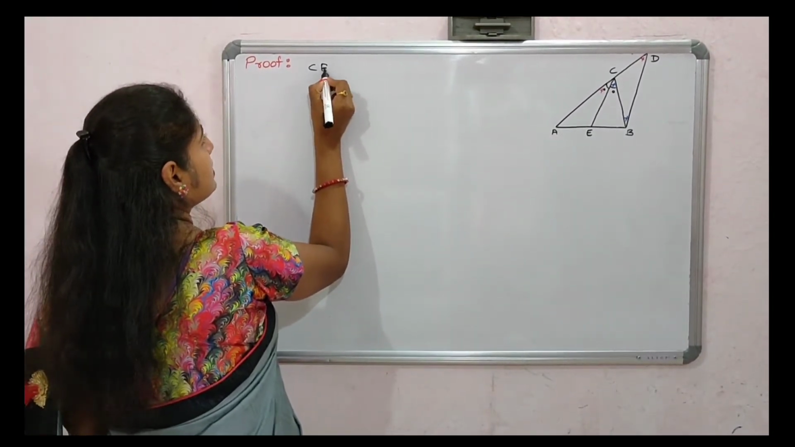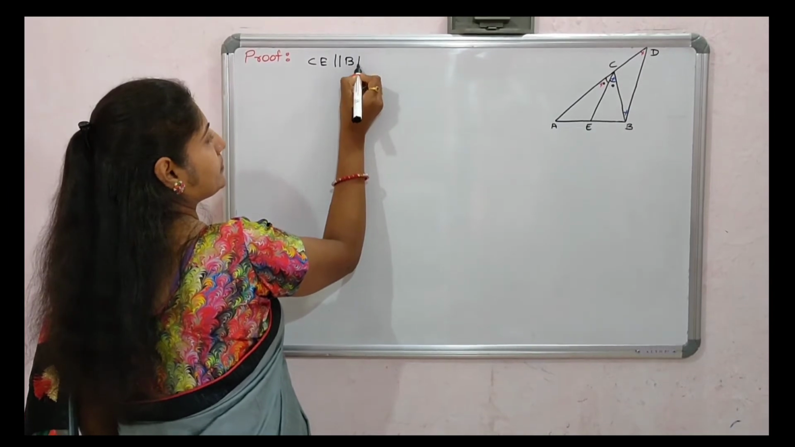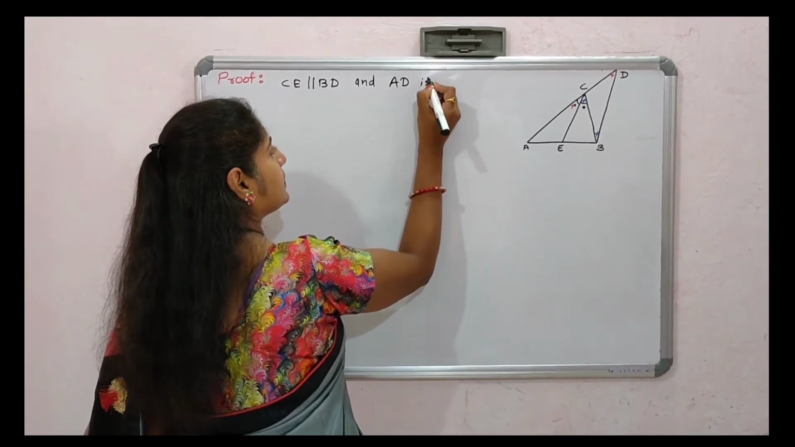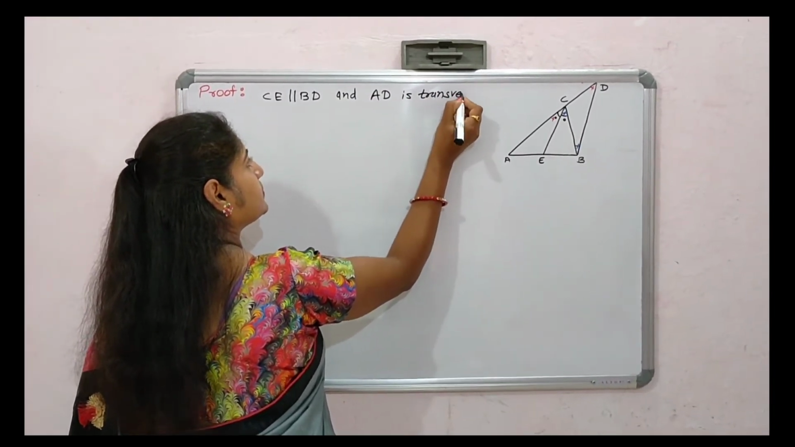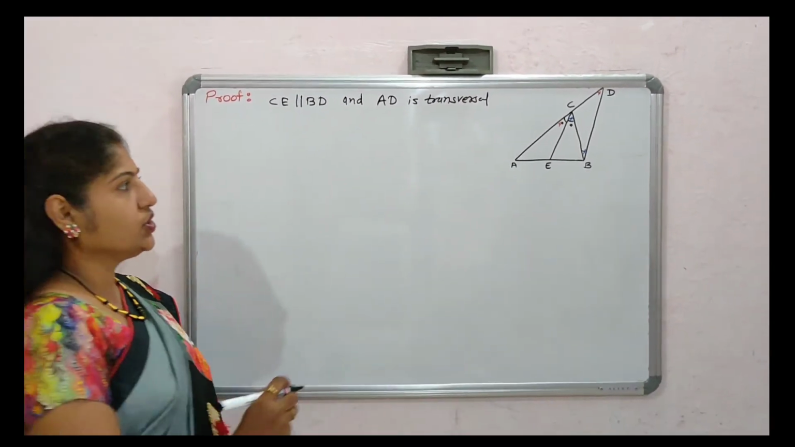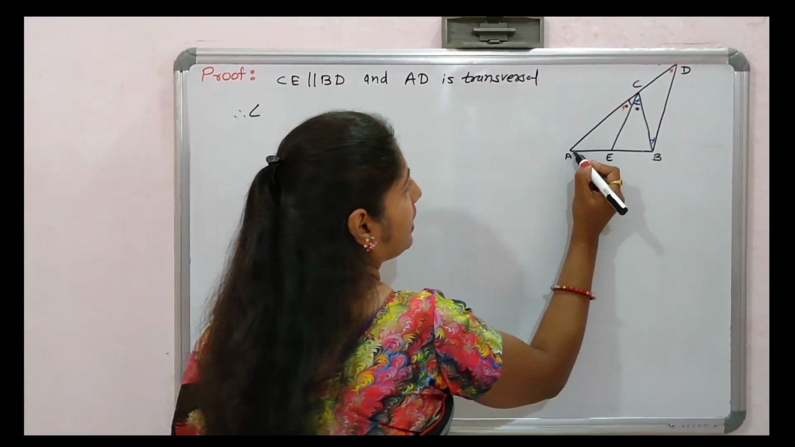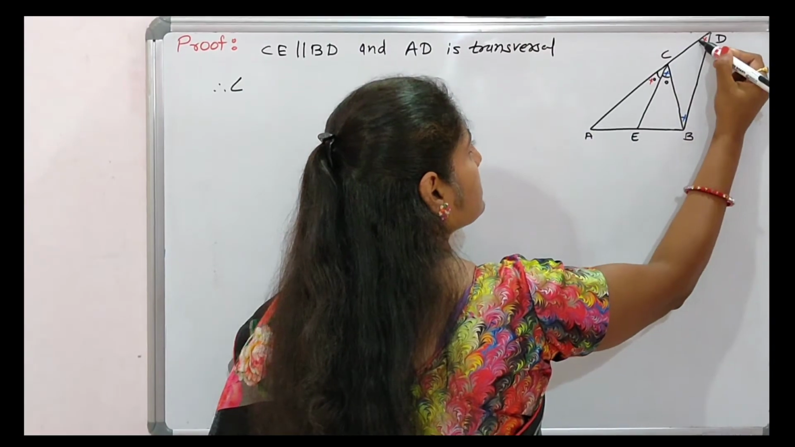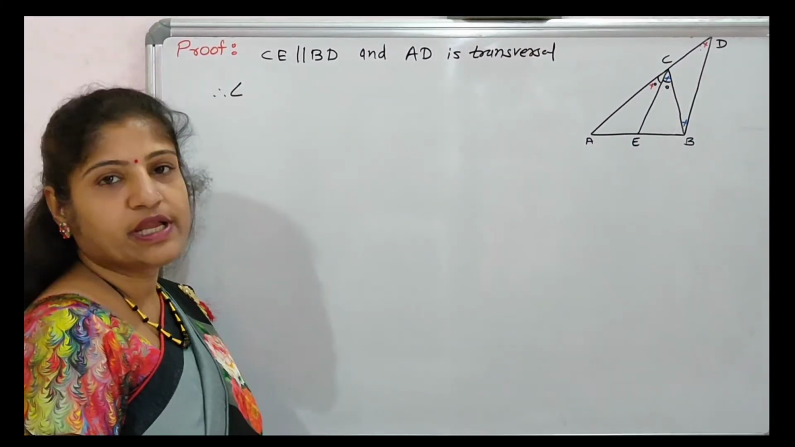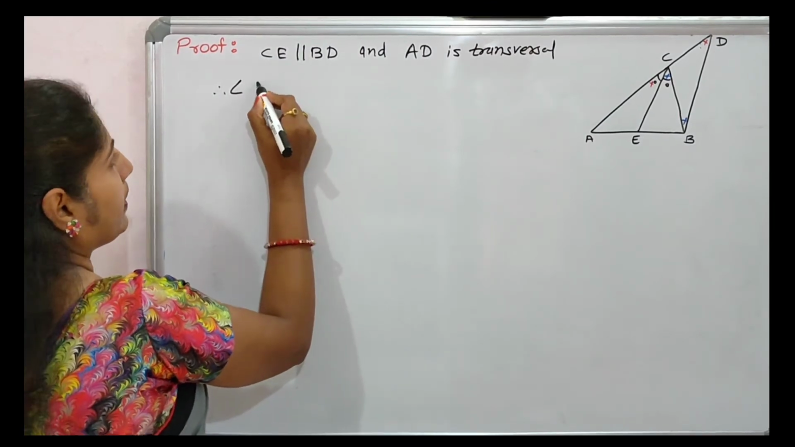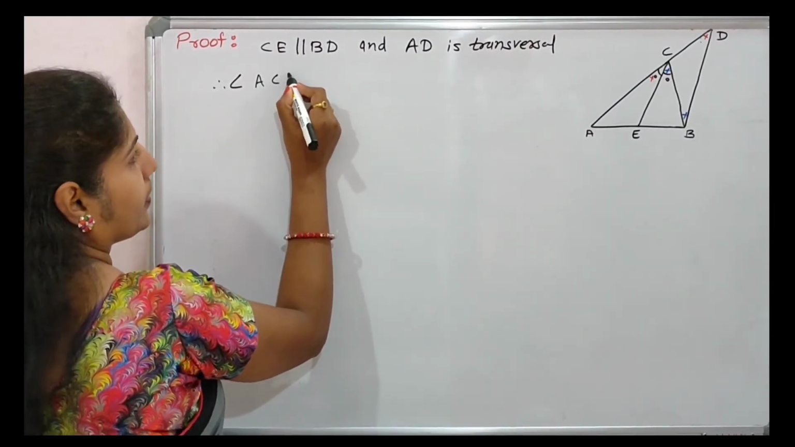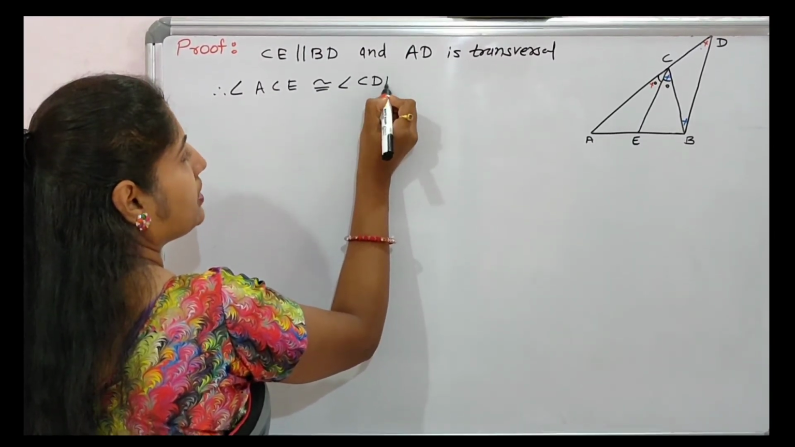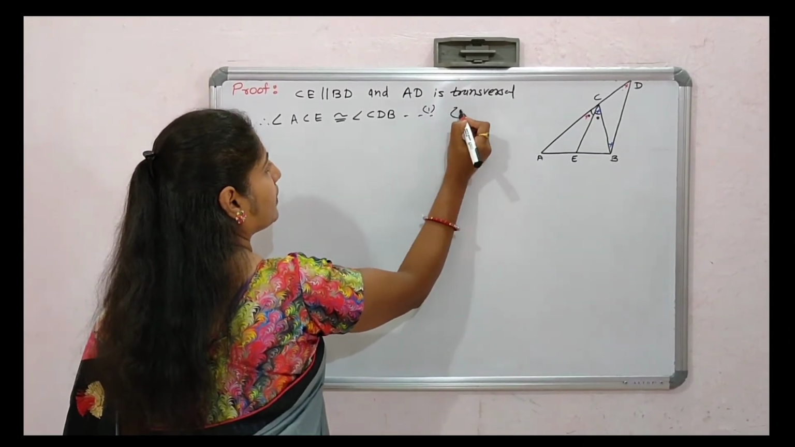In the figure, CE is parallel to BD and AD is a transversal. So angle ACE and angle CDB are corresponding angles, and corresponding angles are equal. So angle ACE is congruent to angle CDB, that is number 1, corresponding angles.